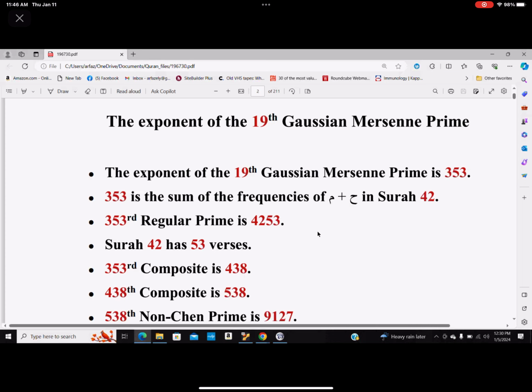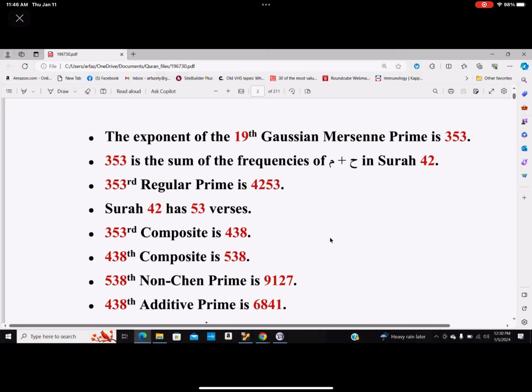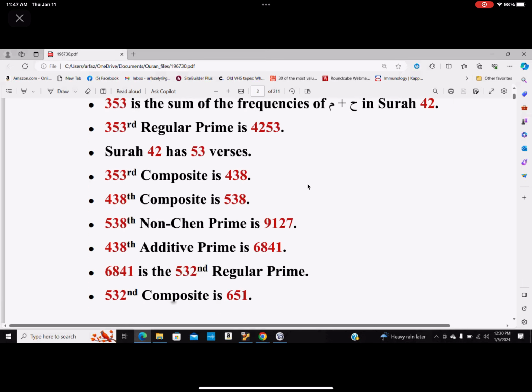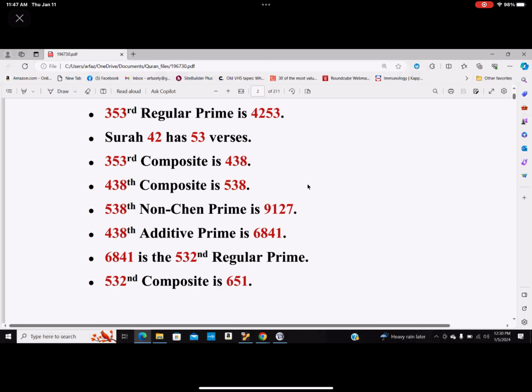Okay. 353rd composite happens to be 438. 438 composite happens to be 538. 538 non-Chen prime is 9127. Okay? So what's new? There we go.